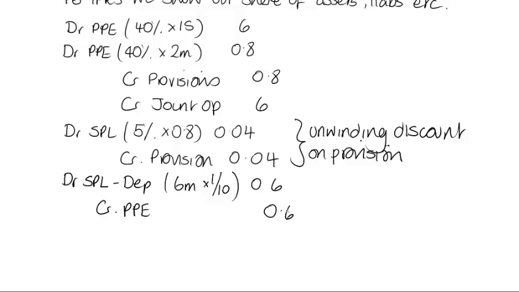It should be charge depreciation of 6.8 million. Because we've debited PPE a total of 6.8, haven't we? So I'm going to charge depreciation of 0.68, and I'm going to credit PPE 0.68, which is depreciation on the total cost of the asset, including the amount that we've capitalized in relation to the provision. So that deals with that first note.